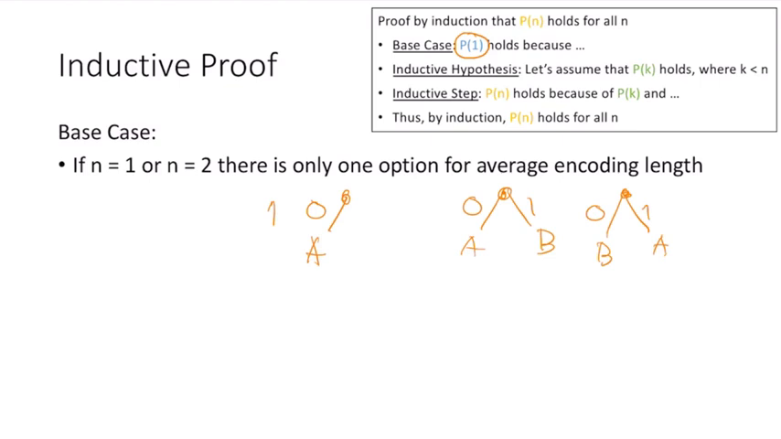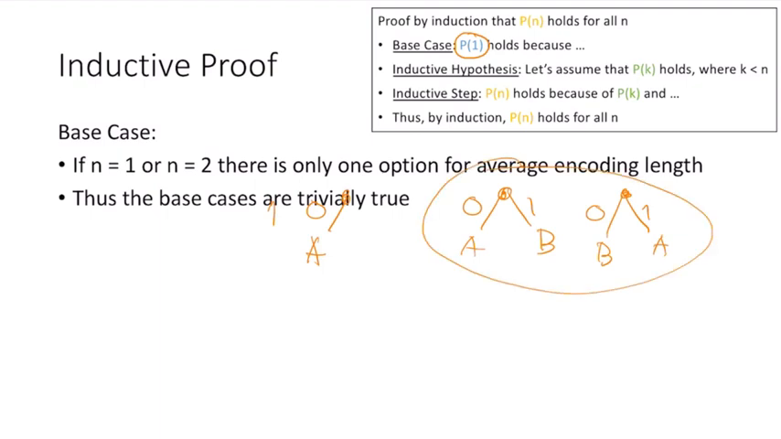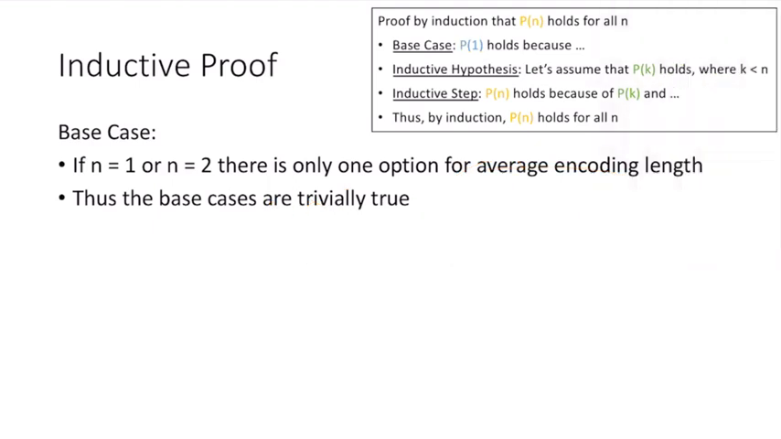The key point, though, is that they are going to end up with the same average encoding length. So you have two options here, and they end up with the exact same average encoding length. So our base cases here are pretty trivial. There's no choices to make. If we have one symbol or just two symbols, we're done.